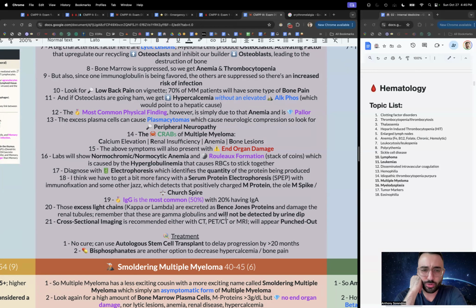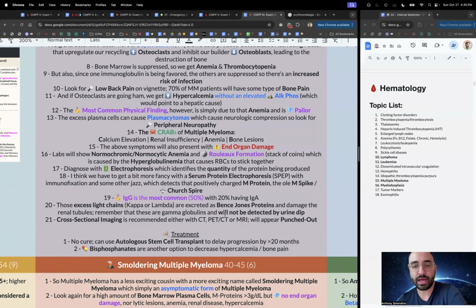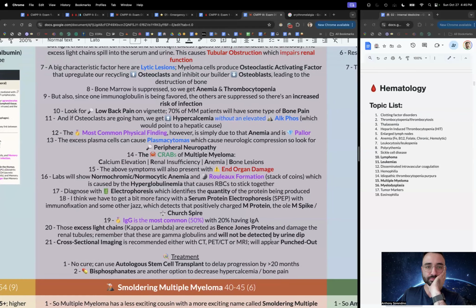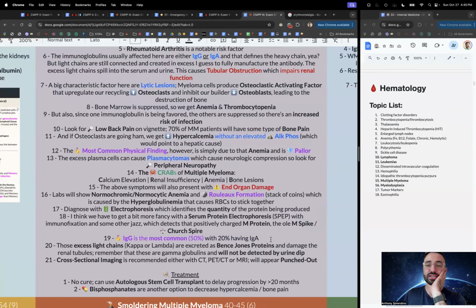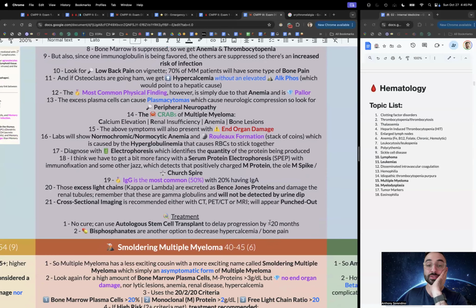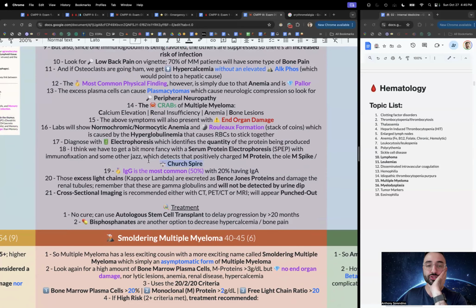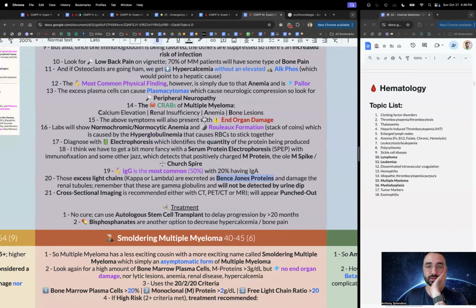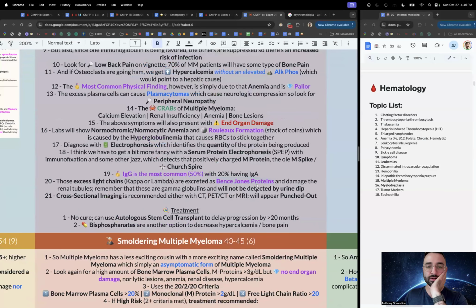Labs will show normochromic, normocytic anemia, and a rouleau formation, which is a stack of coins, diagnosed with electrophoresis. And this is where you get that charged M protein called the M spike. So it's IgG, IgA, and an M spike, an M protein, also called the church spire. IgG generally is the most common, so 50%. You also get these Bence-Jones proteins. It's a buzzword city over here.